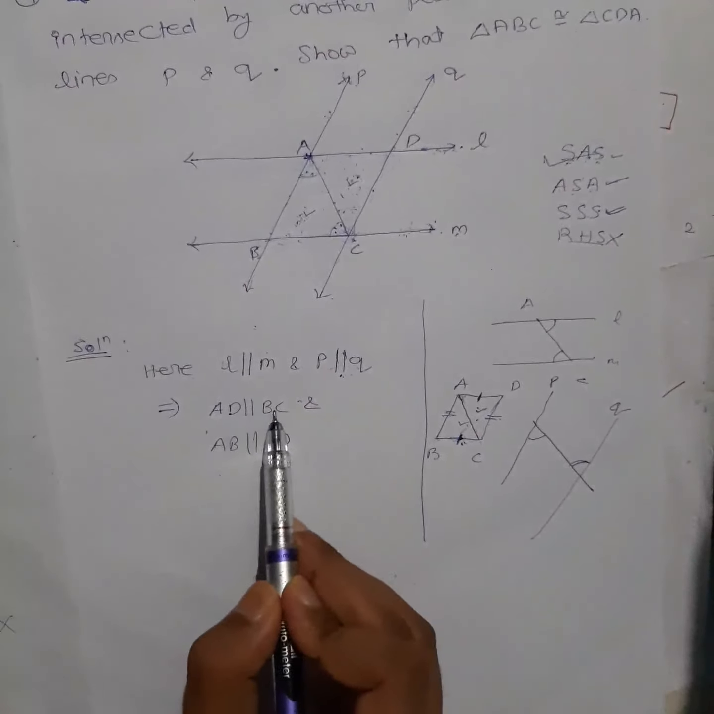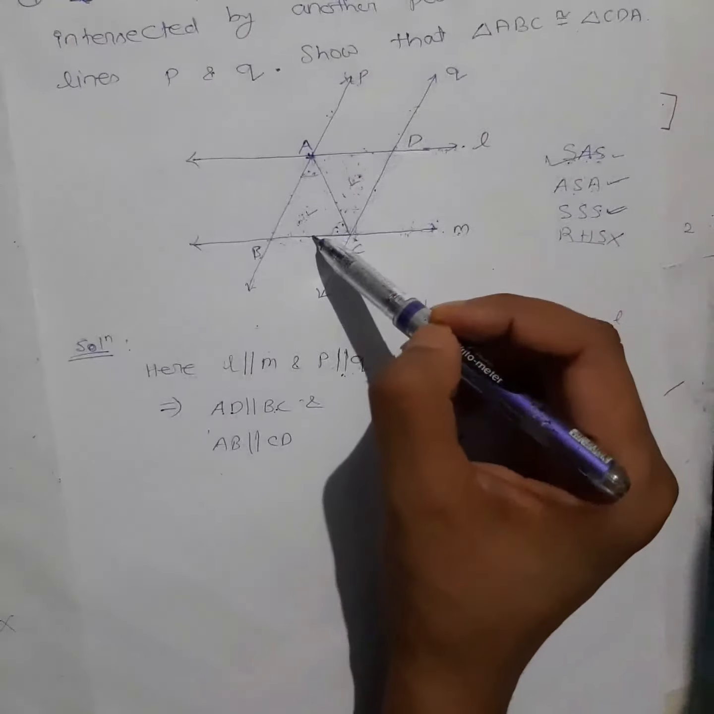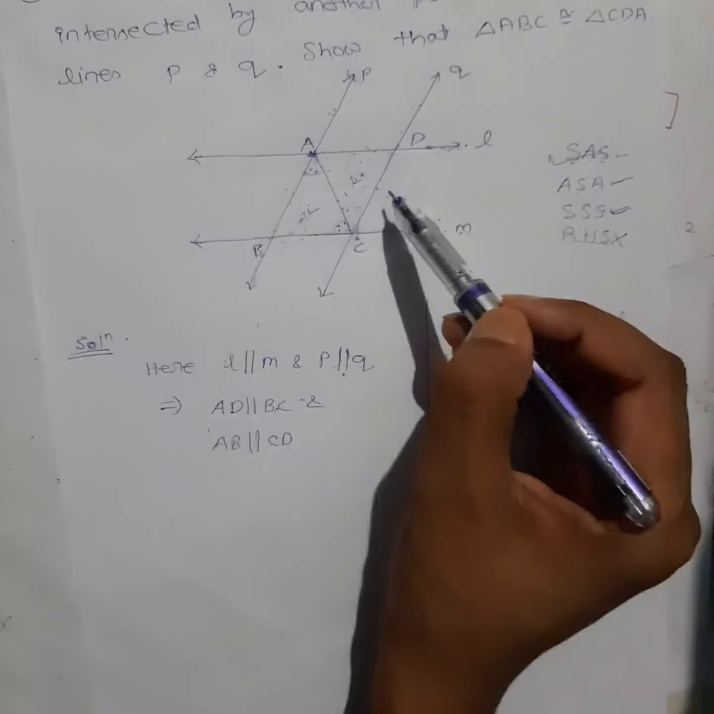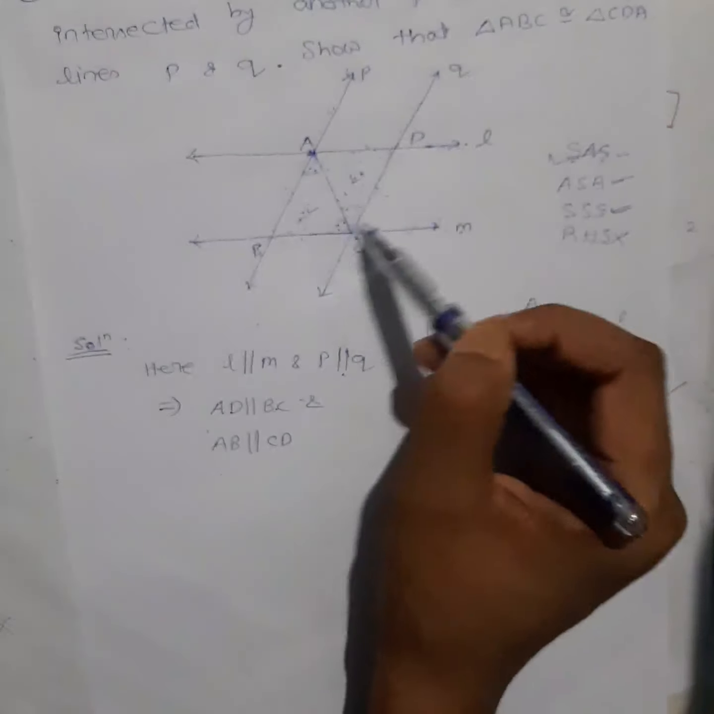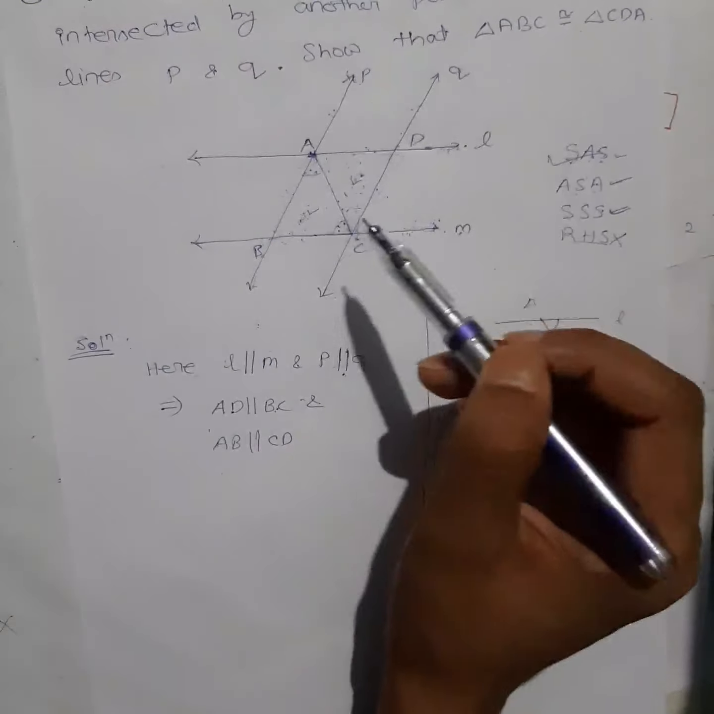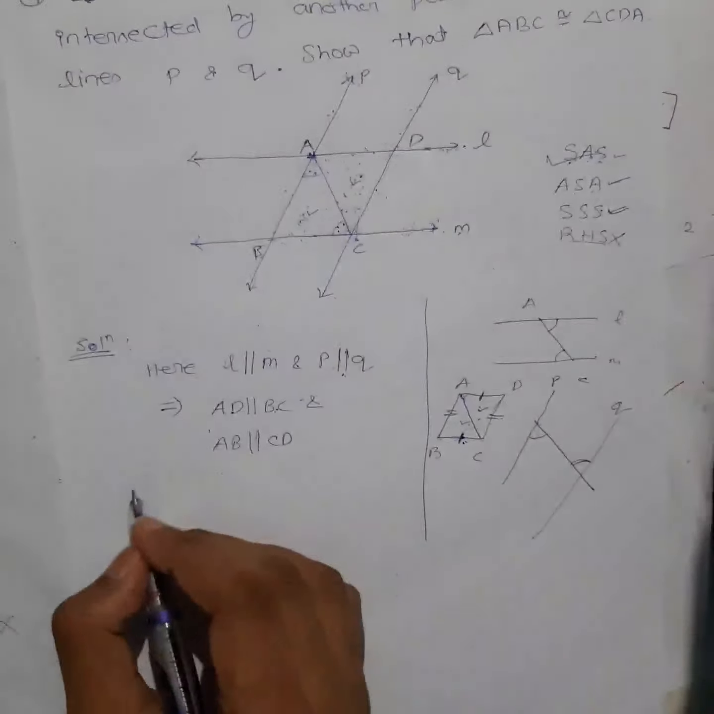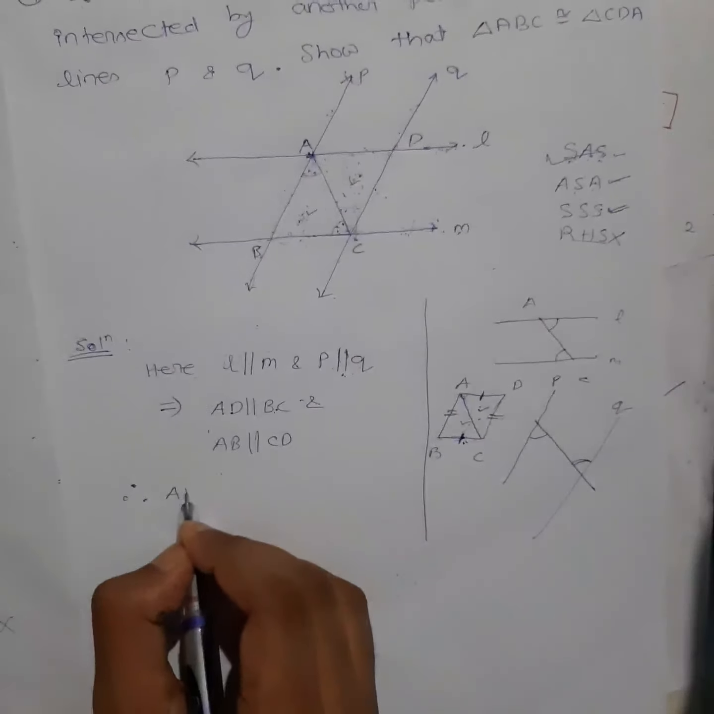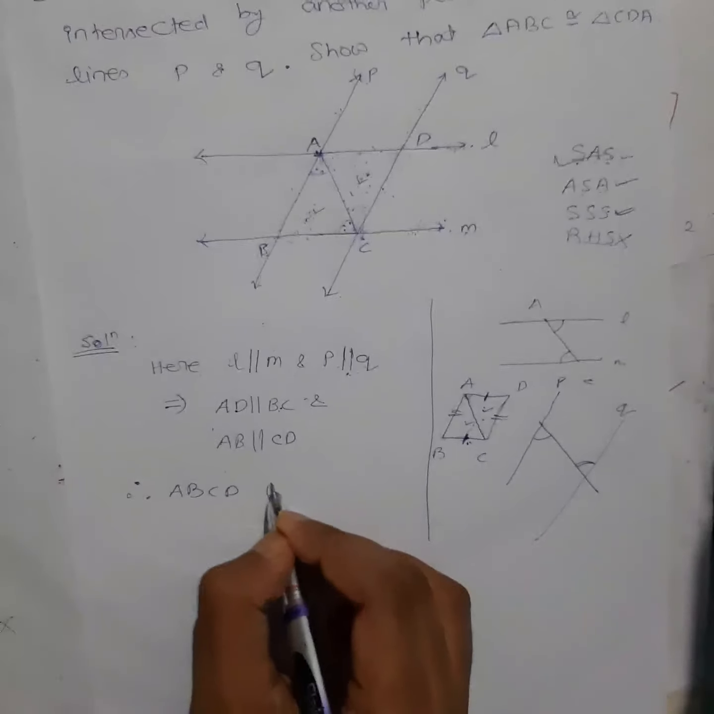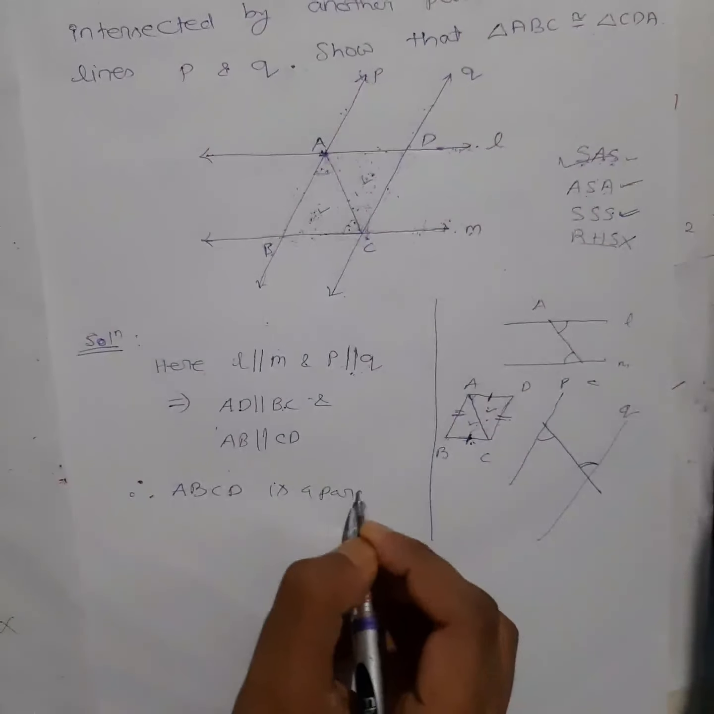So see here, pairs of opposite sides are parallel, right? This and this parallel, this and this parallel. So if pairs of opposite sides in a quadrilateral are parallel, then it is called a parallelogram. Therefore, ABCD is a parallelogram.